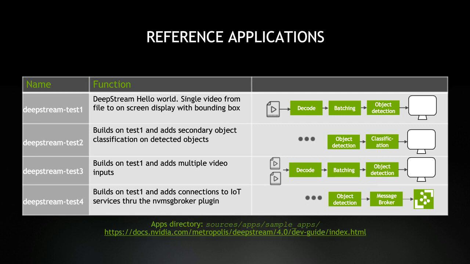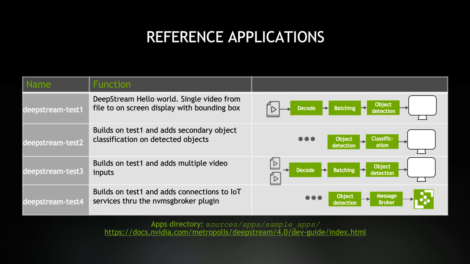This walks you through basic building block, going from a single video source from a file to decoding, batching, inference, and then outputting the results with bounding boxes on the screen. Test 2 builds on Test 1 and adds a secondary network after object detection. The secondary network is a classifier. This shows the multiple networks running in the single pipeline.